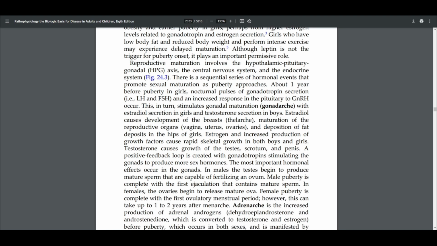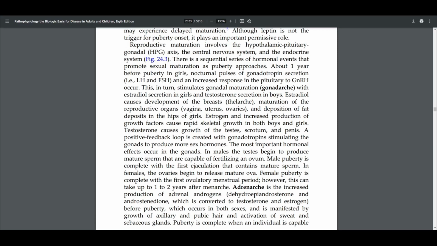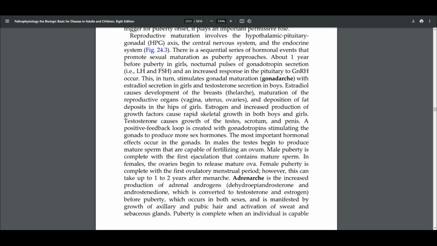Reproductive maturation involves the hypothalamic pituitary gonadal axis, the central nervous system, and the endocrine system. There is a sequential series of hormonal events that promote sexual maturation as puberty approaches. About 1 year before puberty in girls, nocturnal pulses of gonadotropin secretion and an increased response in the pituitary to GnRH occur. This in turn stimulates gonadal maturation with estradiol secretion in girls and testosterone secretion in boys.